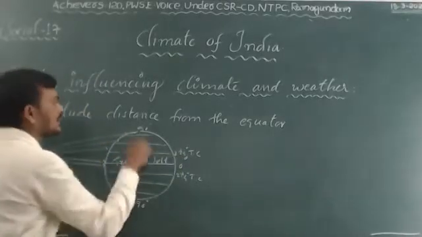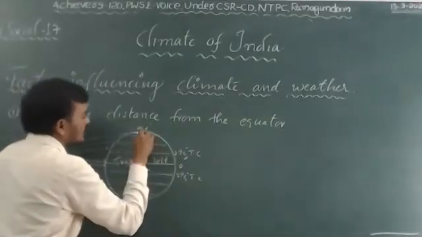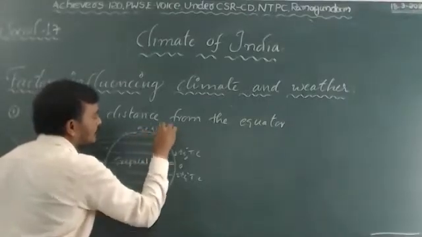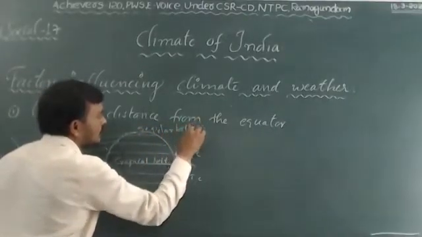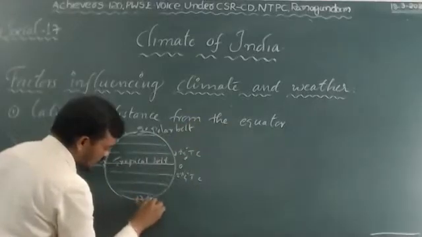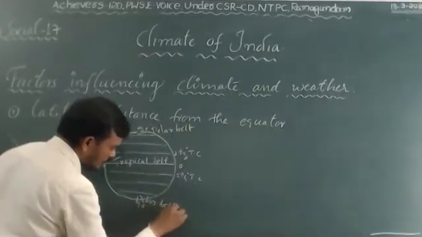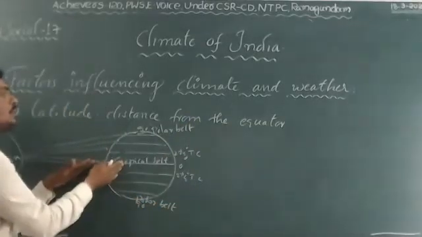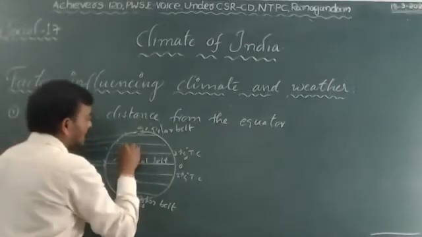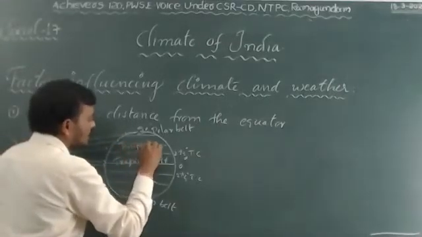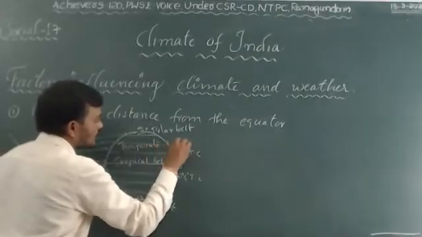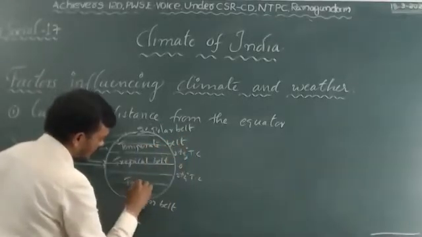Next, near the poles, the belt is known as the polar belt. This is the polar belt, and this is also a polar belt. Next, in between the tropical belt and the polar belt is called the temperate belt.